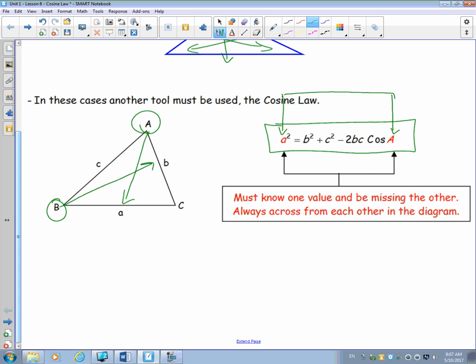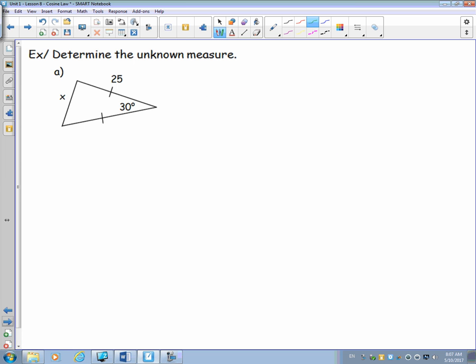The trick is, you need to know one of the two and be trying to find the other one. B and C are interchangeable, and you can call their two sides B or C, it doesn't really make a difference. The good news is there's only two different kinds of questions we can solve, an unknown side or an unknown angle. So we'll take a look at the first example. In this diagram, I do not know a pair. I know 30 is across from X, but I don't know both values.